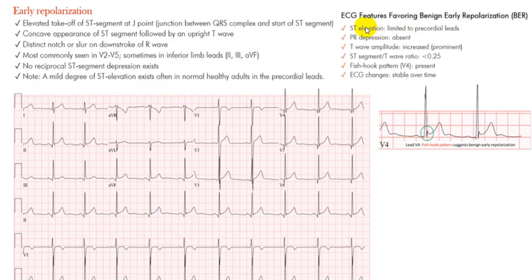Repeating again: ST elevation in precordial leads, plus you might see it even in lead 2, lead 3, AVF; PR depression is absent, the T wave is prominent, the ST segment to T wave ratio is less than 0.25, fish-hook appearance, and ECG changes are stable, plus the ST segment elevation is concave.